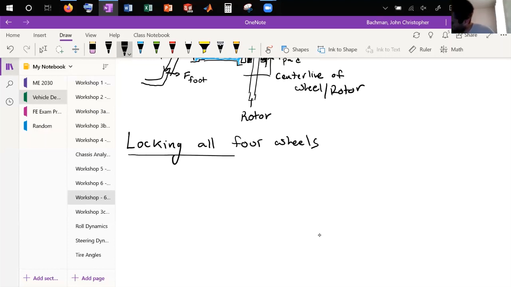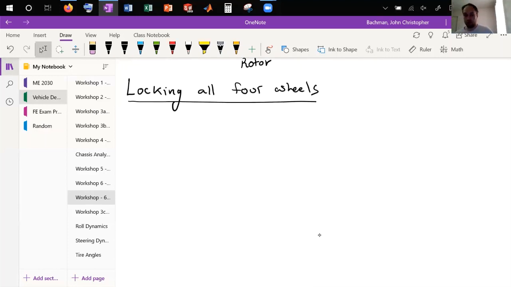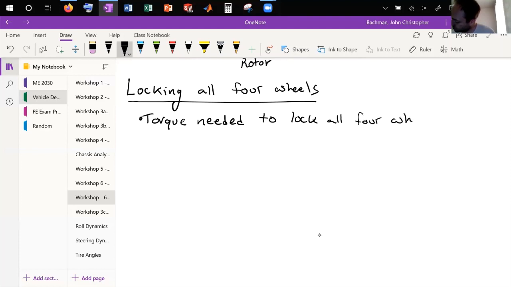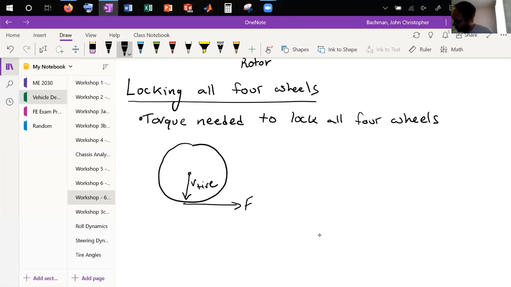That's the requirement, right? Which basically means you have plenty of stopping power. So we need to look at what's the torque needed on the wheel to lock all four wheels, right? And so say we have this tire, the radius of the tire, right? And then we have this force, the tire's max before sliding, right?